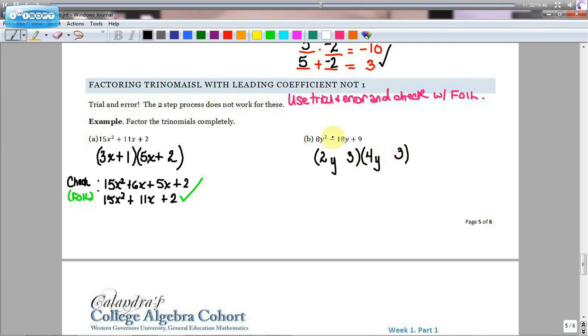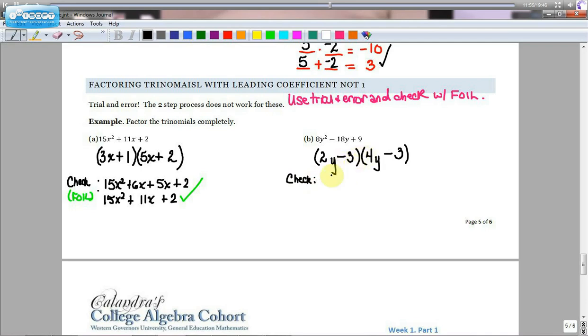But notice that the sign in the middle is negative. So somewhere a negative is going to have to be introduced to the problem. Well, both of these terms would have to be negative because if they were opposite signs, that would give us a negative number on the end. Okay, so this is what we can try. So we have to check it.